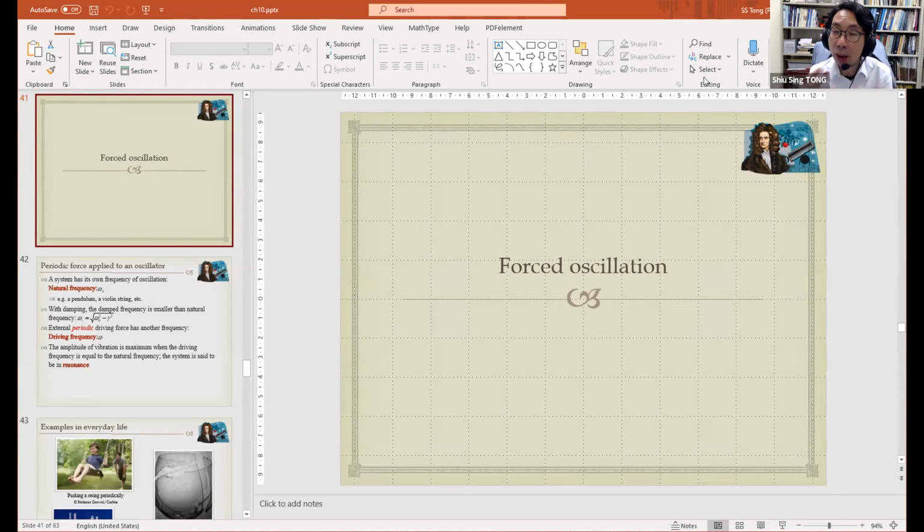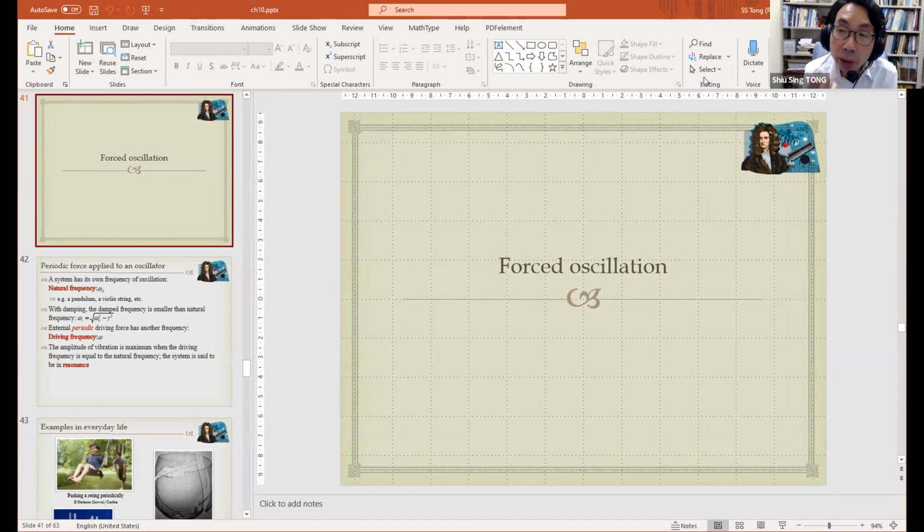Now let's continue with our discussion on oscillation. We only have one section left for this chapter, and that is forced oscillation. In our previous discussion, we focused on oscillation without an external force. The object oscillates due to the restoring force, for example, the force of the spring, or the force of gravity in the case of a pendulum. These are forces inherent to the system.